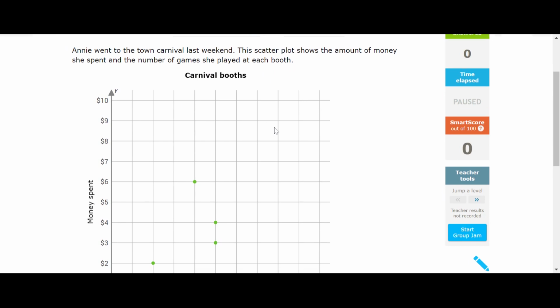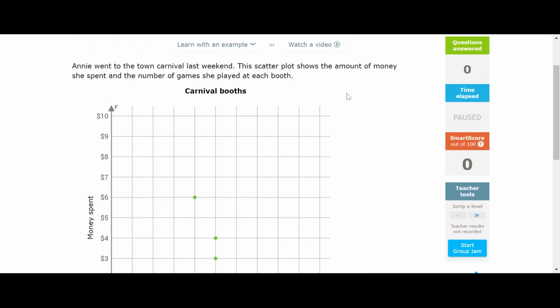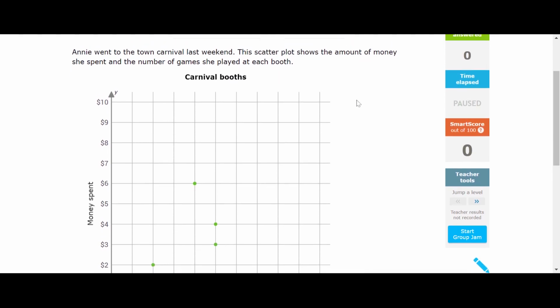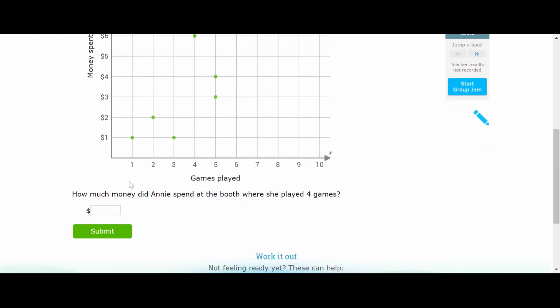Each question is going to present us a scatter plot with some information, and then it's going to ask us a question that we have to answer based off of the information that we see in the scatter plot. So here it says Annie went to the town carnival last weekend. The scatter plot shows the amount of money she spent and the number of games she played at each booth. How much money did Annie spend at the booth where she played 4 games?